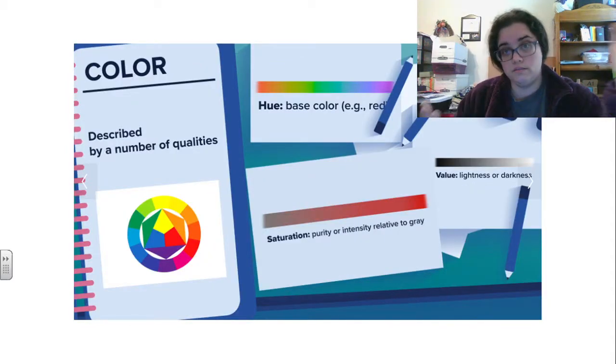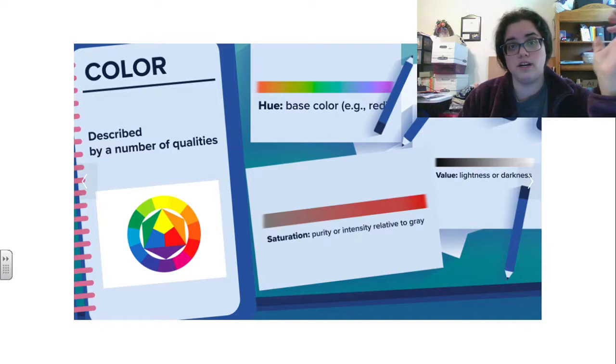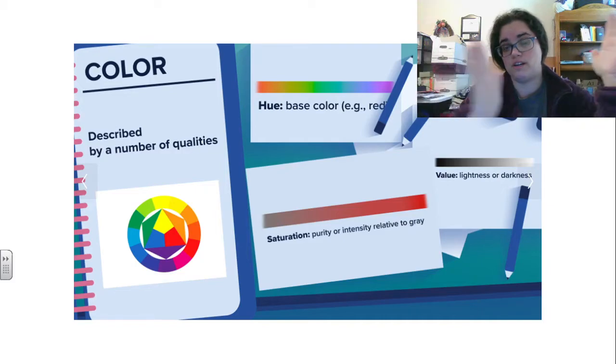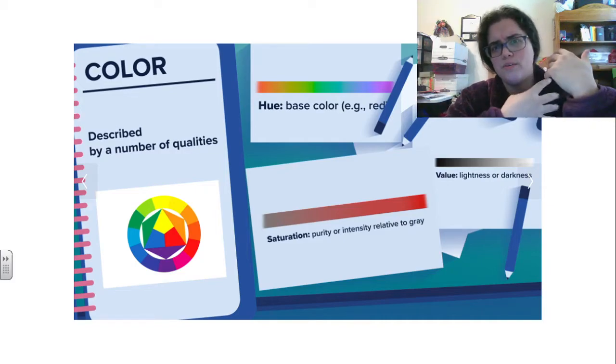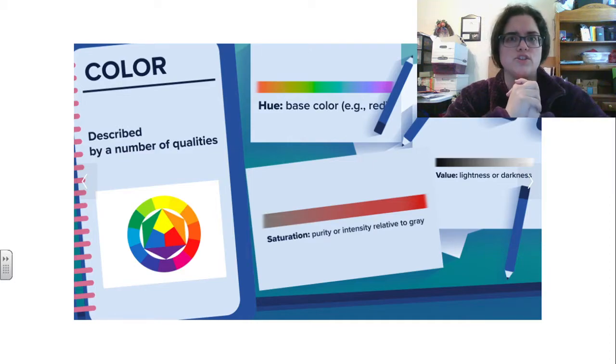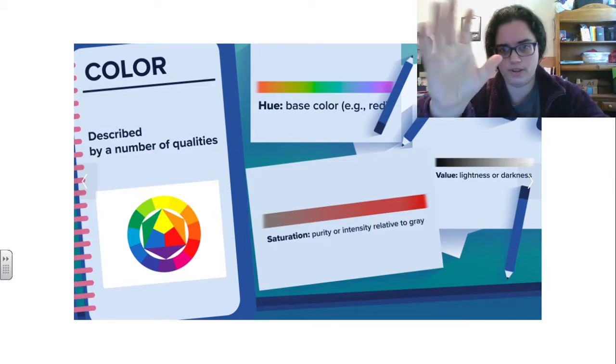Color. There's 3 basic qualities of color. It's the hue, which is like the base color: red, green, blue. You've got value, which is how dark or how light it is. And you've got saturation, which is how pure or intense it is relative to just gray. So those are 3 qualities of color.